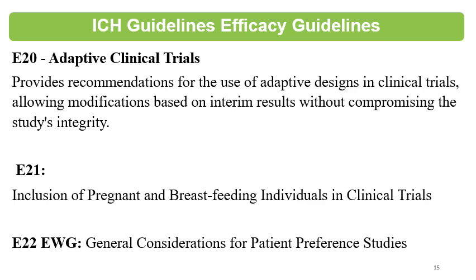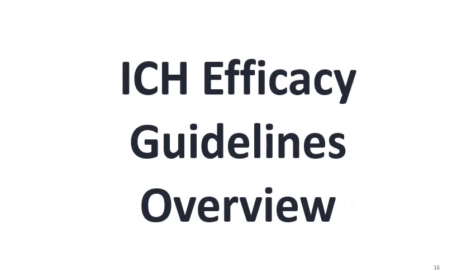E21 is inclusion of pregnant and breastfeeding individuals in clinical trials. E22 is for general considerations for patient preference studies. So these are the guidelines related to efficacy, and in the upcoming videos we will see each and every guideline in detail. This was the basic for ICH guidelines, and it was an overview of the ICH efficacy related guidelines.